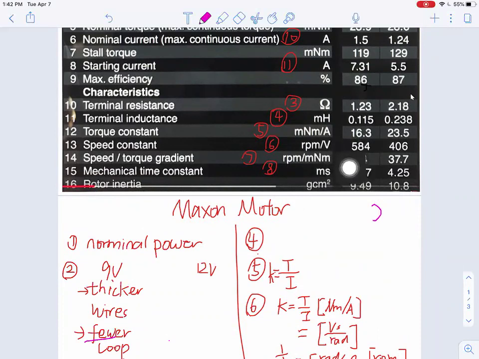Then next we have the speed-torque gradient. That's the slope we mentioned in the speed-torque curve. Remember that slope also determines how much regen you have for the regeneration. Slope equals negative R divided by the torque constant squared.